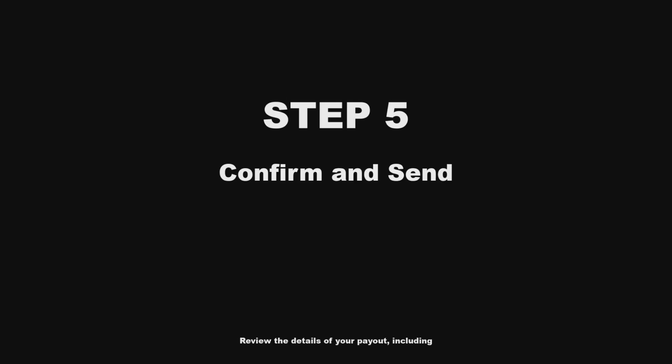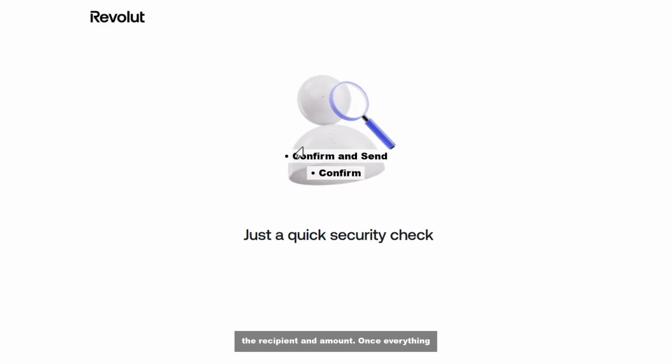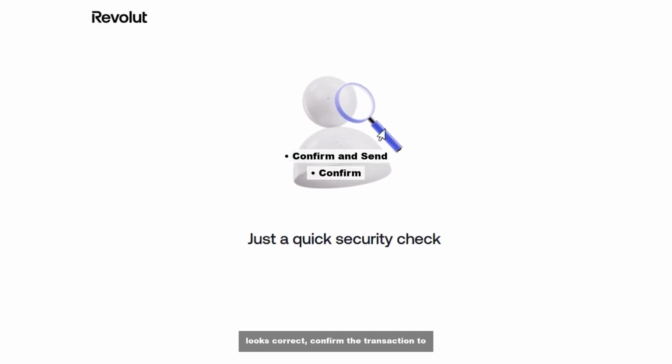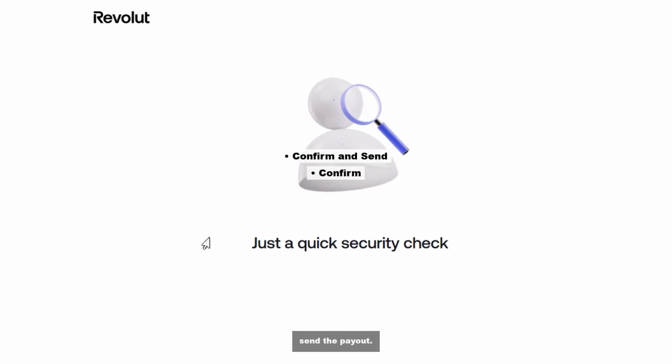Step 5. Confirm and send. Review the details of your payout, including the recipient and amount. Once everything looks correct, confirm the transaction to send the payout.